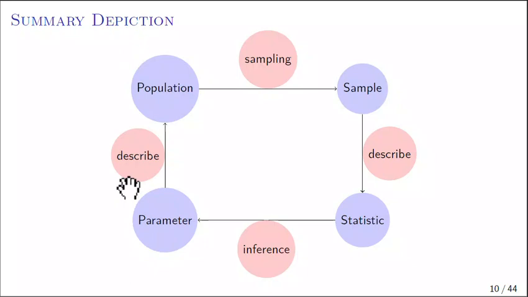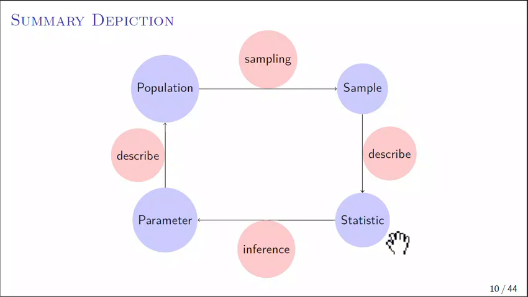The parameters are the concrete targets of our interest. And how can we do that? Okay, we take a part of the population as the sample, and then we use sample statistics to describe it, right? Based on that, we can say something about the parameter.